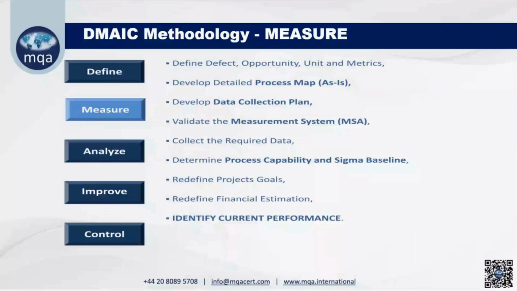Then redefine the project goal. Sometimes we define the project goal, but during the measurement phase, we feel that we are okay or we don't have much scope. Then we have to redefine what level of improvement we are defining, whether it is more, whether it is less, whether it is smart or not.